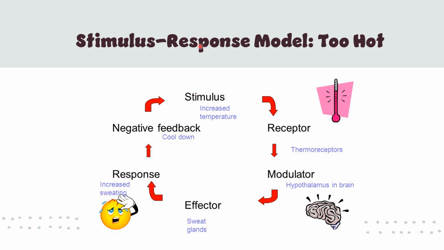But this stimulus response model is something that you need to know. You need to know that in order to explain how homeostasis works, you can use a stimulus, receptor, modulator, effector, and response, which counteracts the stimulus.